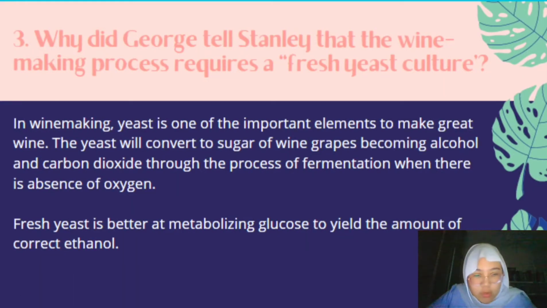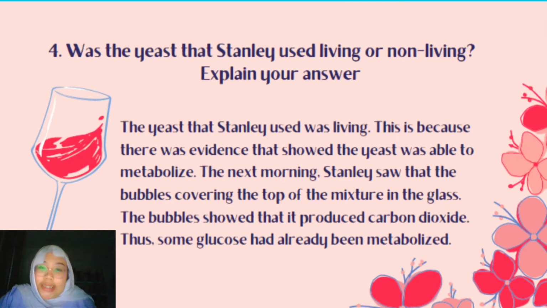This is one of the most important elements to make great wine. These will convert the sugar of wine grapes into alcohol and carbon dioxide through the process of fermentation, when there is an absence of oxygen. So fresh yeast is better at metabolizing glucose to yield the correct amount of ethanol. That is the reason why the yeast that Stanley used was living. This is because there was evidence that showed the yeast was able to metabolize.